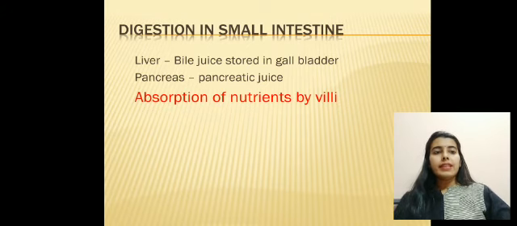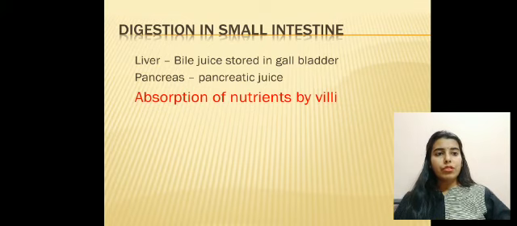Now the next thing is after digestion. Digestion is complete in the small intestine. It started from the mouth. It was there in the stomach, with HCl and digestive juices, the enzymes present there. Now the digestion has occurred in the small intestine. Digestion is completely done here. Now the next step of nutrition is going to start, that is absorption.